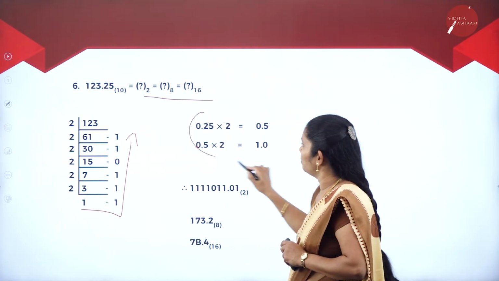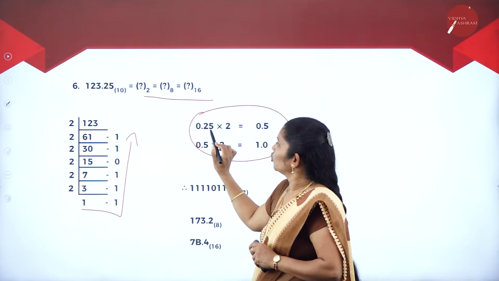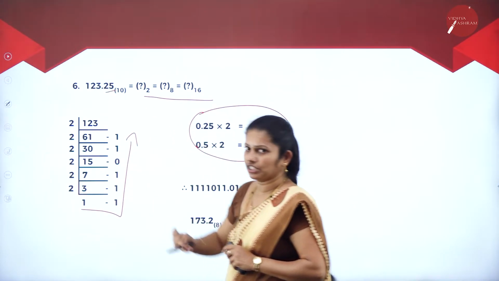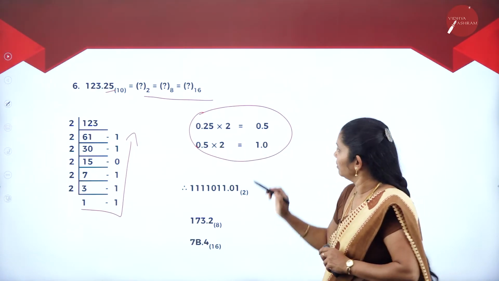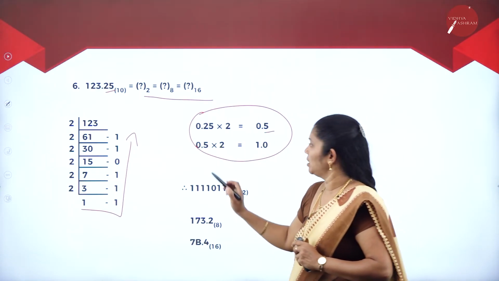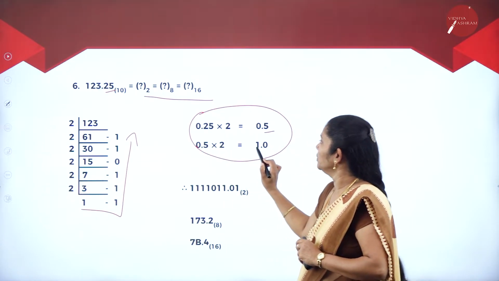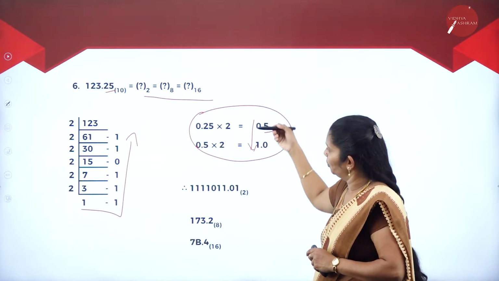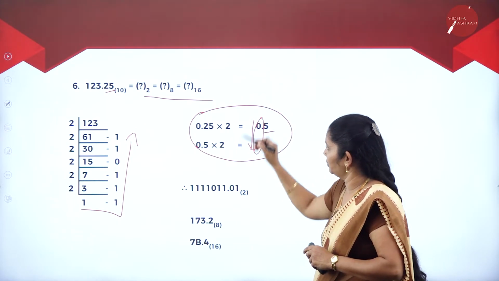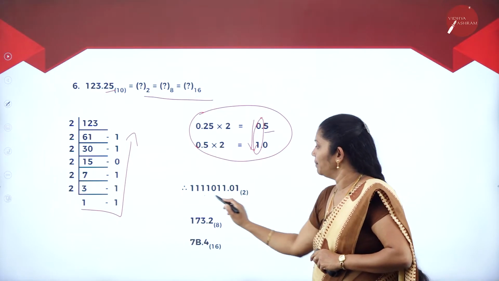But for the fractional part, take down 0.25. Consider only the fractional part, 0.25 into 2, then the result will be 0.5. Once again, take down only the fractional part, that is 0.5 into 2, then 1.0. Write down this value from top to bottom. Here, only the integer part is to be written. Then 0, 1 in base 2.